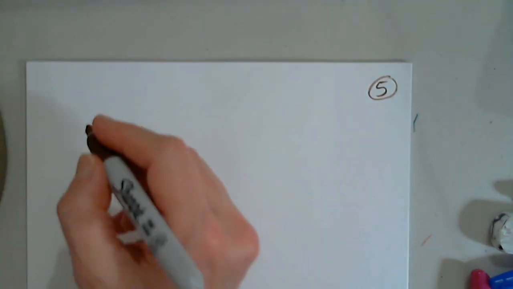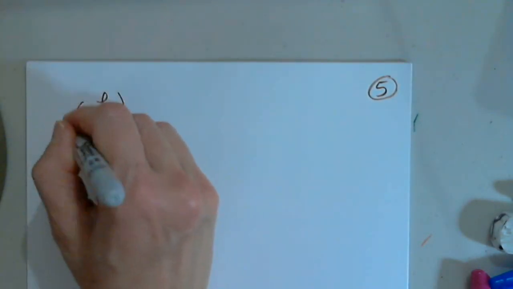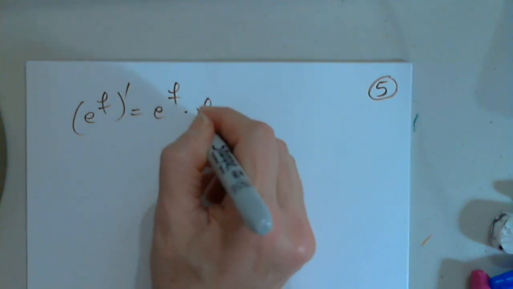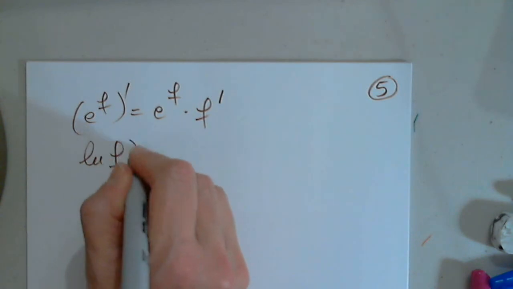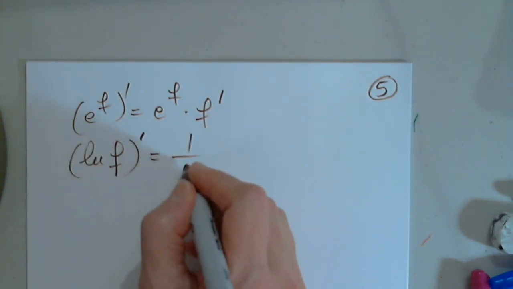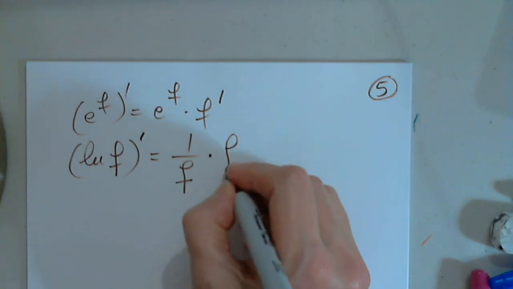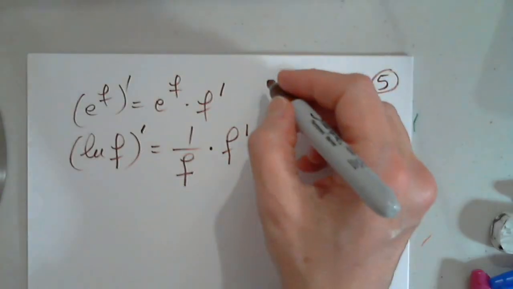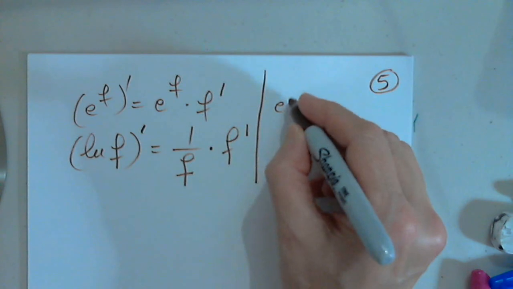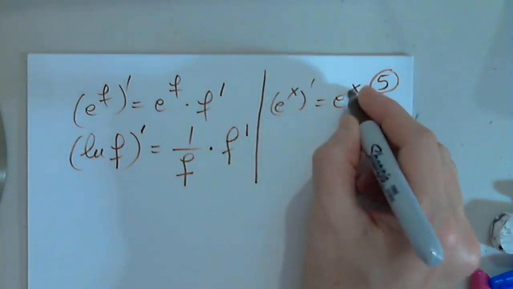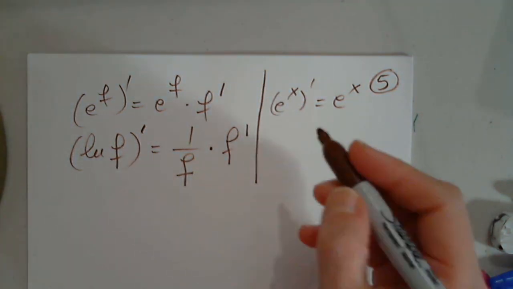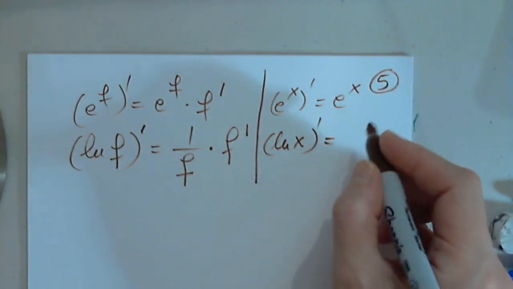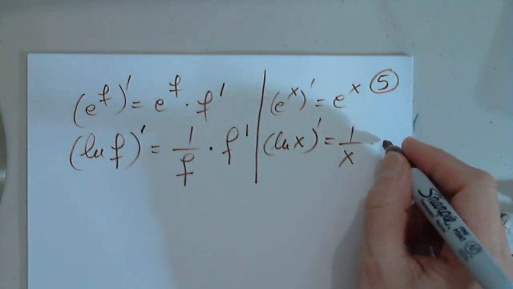Okay, so one more time. e to a function prime is e to the function times the function prime. Same thing, natural log of a function prime is 1 over the function times the function prime. Versus the simple pure exponential, e to the x prime is e to the x. Again, we should write times x prime, but it's 1. Same thing here. Natural log x prime is 1 over x. I should write times x prime, but it's 1.